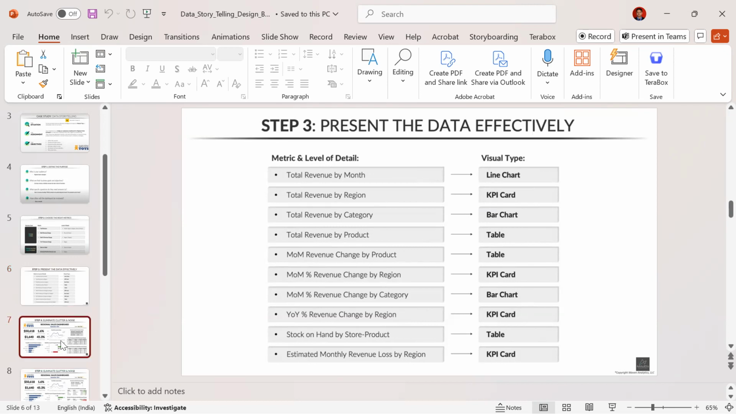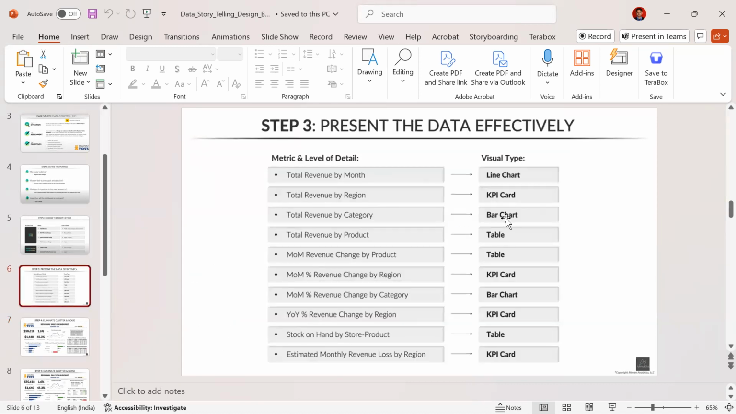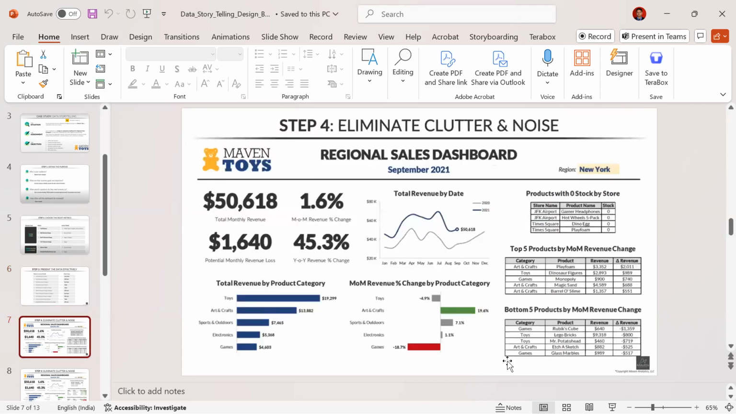So if you see here, these 2 tables, month on month revenue change, the top 5 products and bottom 5 products. But these 2 are the total revenue by product category. I'm building a dashboard here, a bar chart for the total revenue by product, and a table here, which is nothing but these 2. Can you see the revenue? And for category product wise, top 5 products are this, bottom 5 products are this.